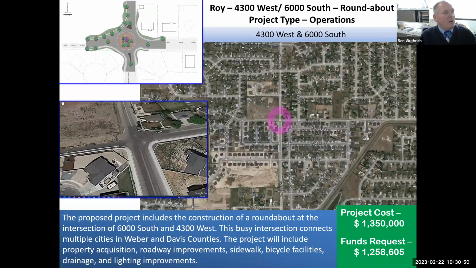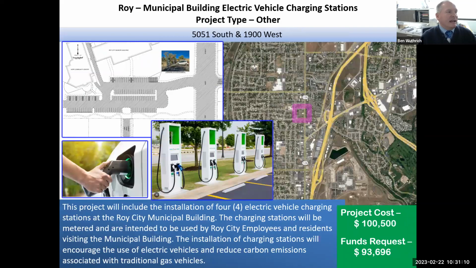The next project is the Roy request for intersection improvements to construct a roundabout on 4300 West and 6000 South. This project is estimated to cost 1.3+ million, and the funds being requested are 1.2+ million. The next project is a request from Roy City for the municipal building electric vehicle charging stations, to construct 4 electric vehicle charging stations in the city parking lot at 5051 South, 1900 West. The estimated project cost is a little more than 100,000, and the funds being requested are a little less than 100,000. And that's all of the projects in the CMAQ program.